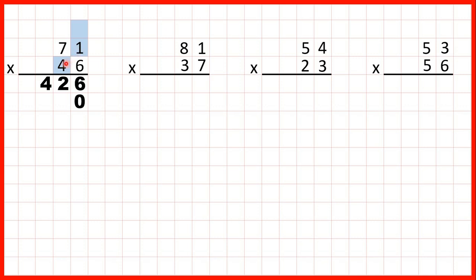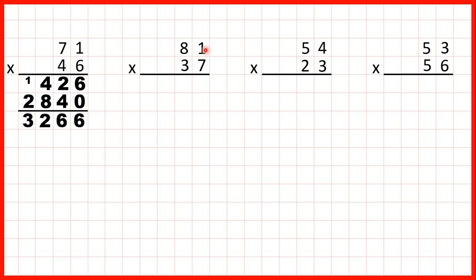Now 1 times 4 is 4, and 7 times 4 is 28. We don't have any more digits to the left, so again we can just write the 28 in our answer line. Now the last thing we need to do is add up our answer lines. 6 plus 0 is 6, 2 plus 4 is 6, 4 plus 8 is 12, so 1, 2, and 1 plus 2 is 3. So our answer to 71 times 46 is 3,266.